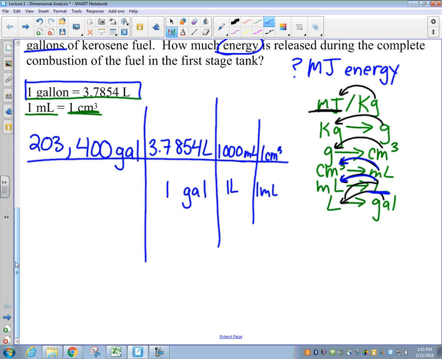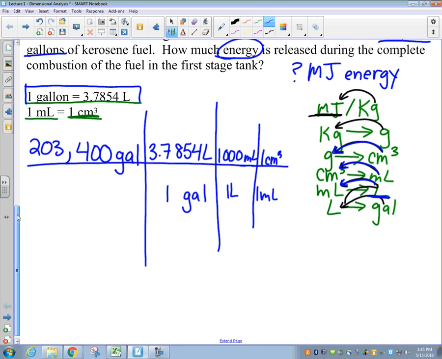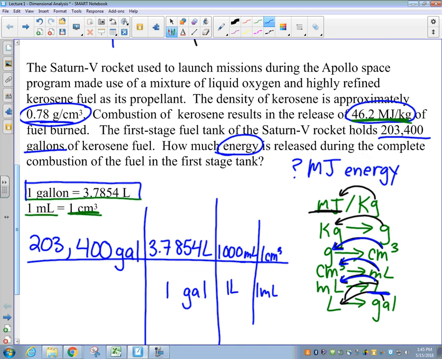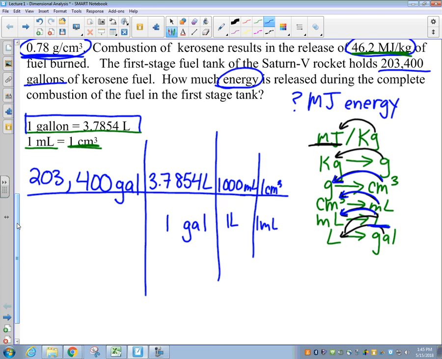And then from here, we're going to go from centimeters cubed to grams. The value that I use to go from centimeters cubed to grams is the density of the kerosene fuel. The density of the kerosene fuel, if we go ahead and scroll back up here, is given to us as 0.78 grams per cubic centimeter. So if I have centimeters cubed on the top, I need to have centimeters cubed on the bottom and the 0.78 grams on the top.